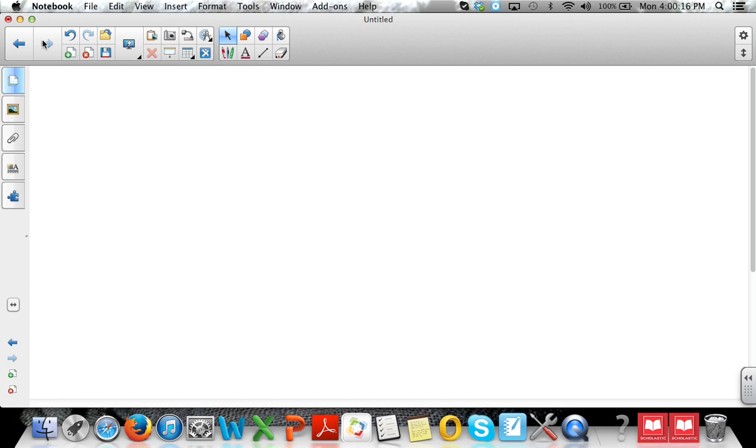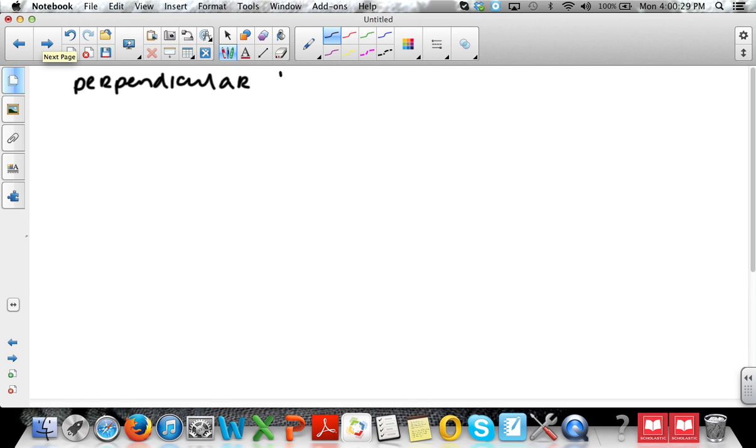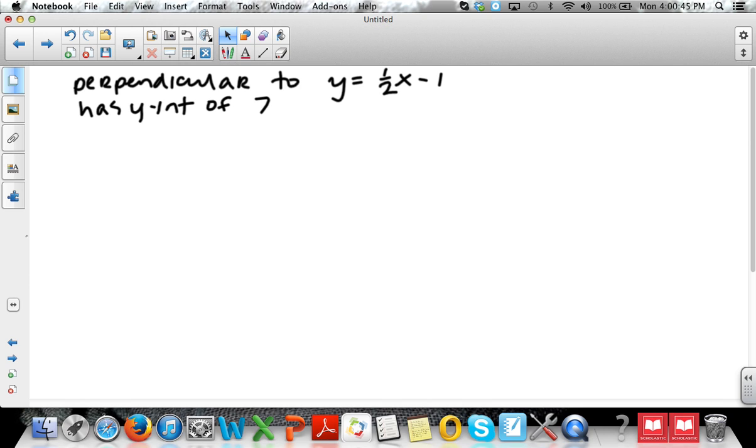But I just want to go over, in the worksheet, sometimes they just gave you the y-intercept. So if I said, find the equation that is perpendicular to y equals 1/2 x minus 1, and has the y-intercept of 7, then we'll go over how to do that.